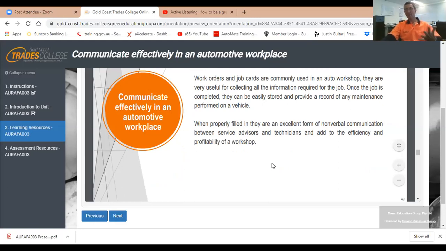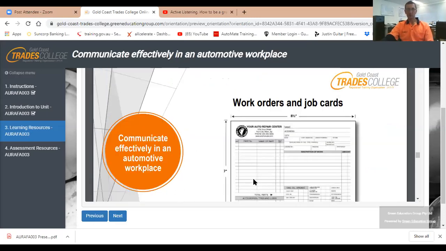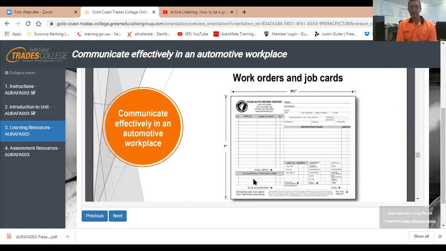As I mentioned earlier, I could give you a work order or a job card, and you know exactly what to do to that vehicle. So once properly filled in, you can use them to your benefit. There's an example of a job card.